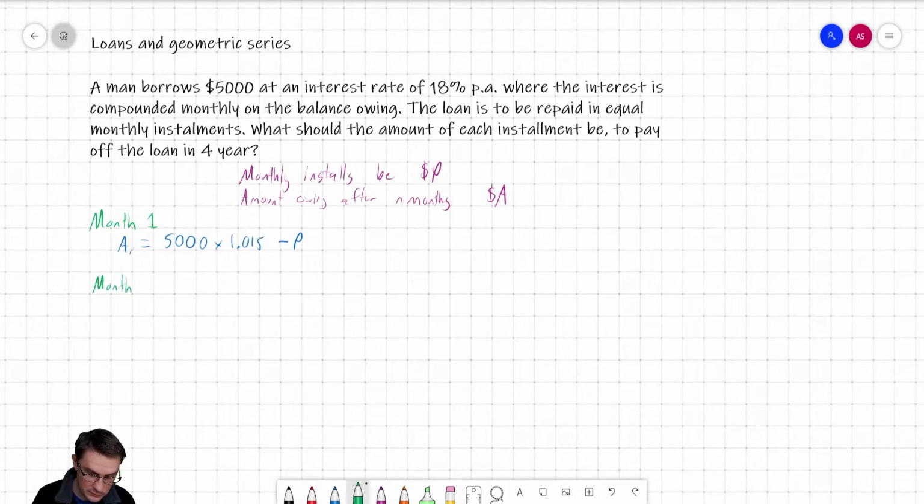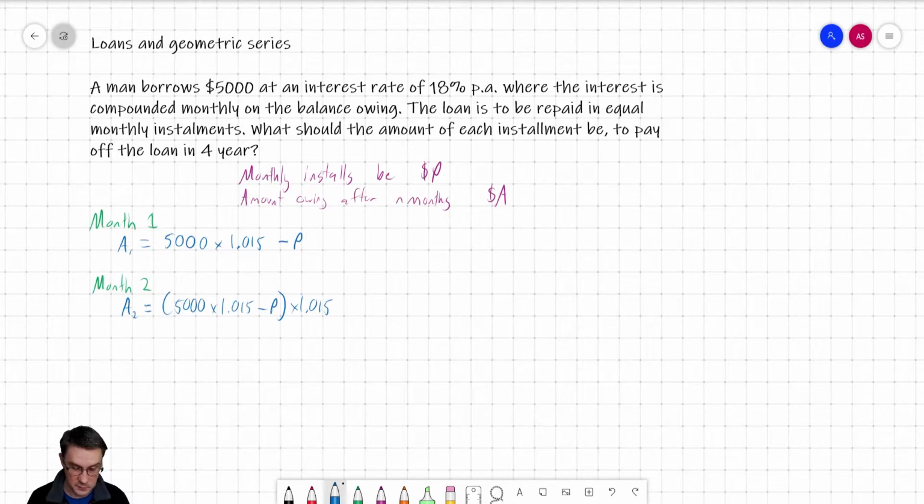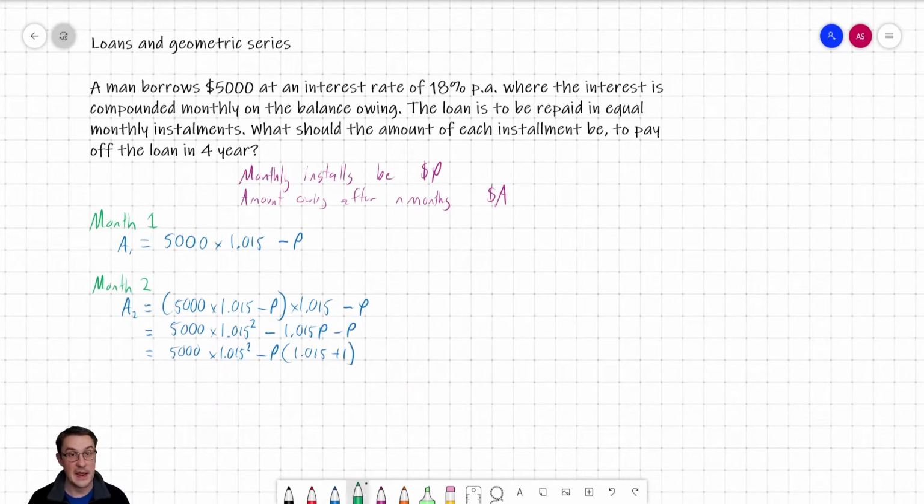So what we do now is we move on to month number 2. Now, in month number 2, it's going to involve month 1. So whatever we had at the end of month 1, that's the first thing we've got. But then we need to times that amount by 1.015 to put the interest on and then remove our next payment. Now, for this one, we do want to start to rearrange things a little bit as it's going to help us in our later steps. So I'm going to expand the brackets, which gives me 5,000 times 1.015 squared, minus 1.015 times P, and then minus P. And I can even go a step further and factorize out P, and that's going to leave me with P times (1.015 plus 1). So that's what we've got at the end of month 2.